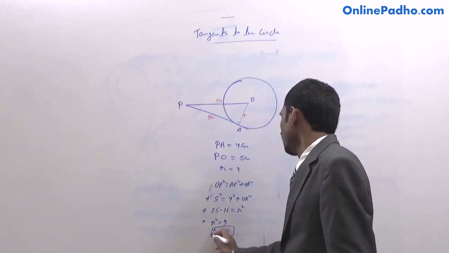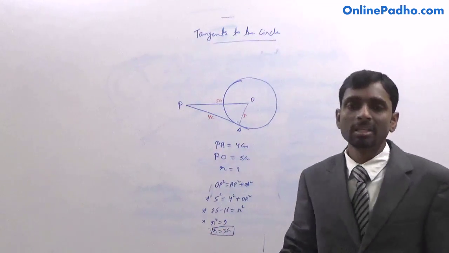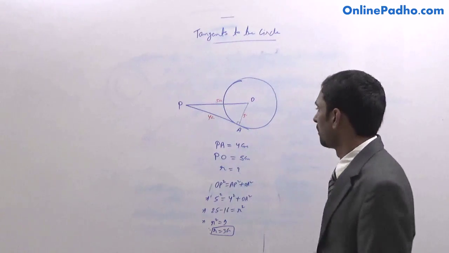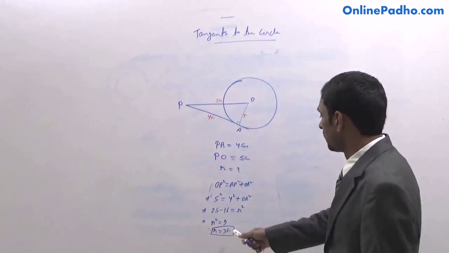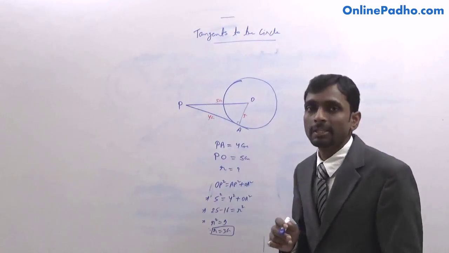If you have R square equal to 9, we can say R is equal to plus minus 3, but we cannot consider minus 3 because radius is a length which cannot be negative. So radius is equal to what? 3 centimeter in this, right?